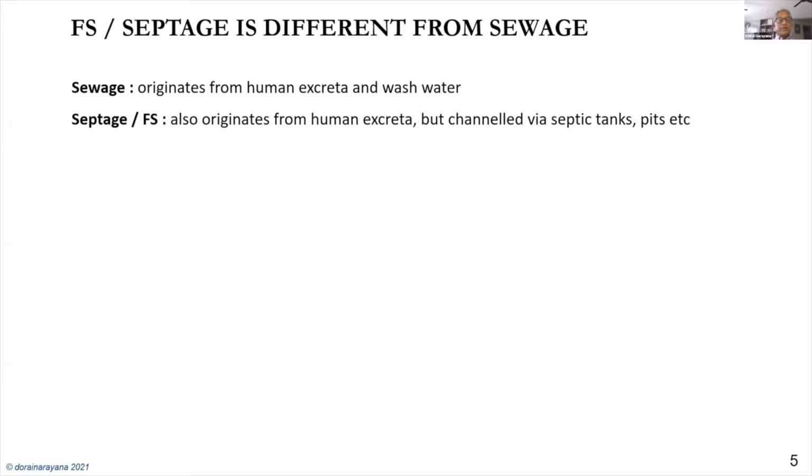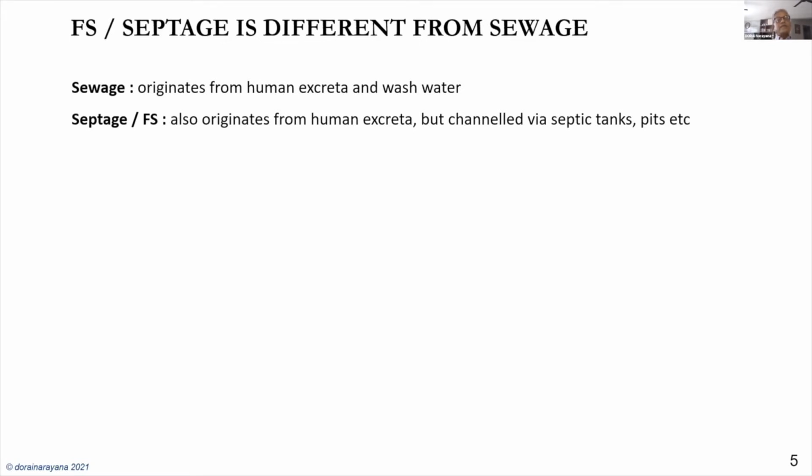When we talk about fecal sludge or septage, it is different from sewage. Even though the origin is pretty much human excreta, sewage originates from human excreta and wash water, and also some gray water that comes from bathrooms and kitchens and things like that. Septage also comes basically from human excreta, and sometimes gray water is added as well, but in most cases, it's not.